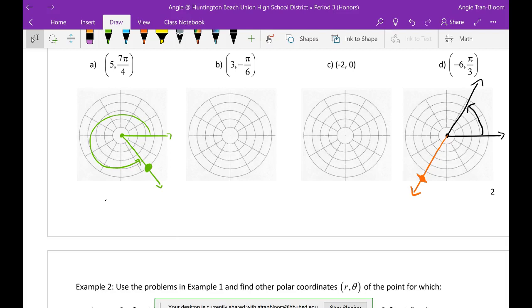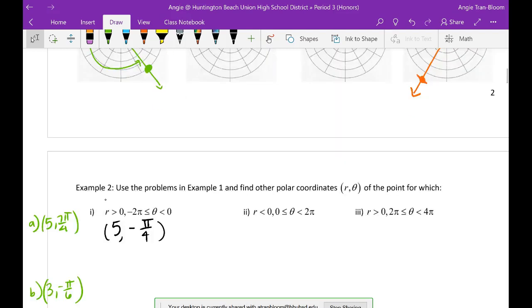3 pi over 4. Remember, to get this as a negative radius, I had to end over here, right? Yes. So what angle is that? 3 pi over 4, right? Is the angle. Okay. So the angle is 3 pi over 4. And I want a negative radius, so it's negative 5.